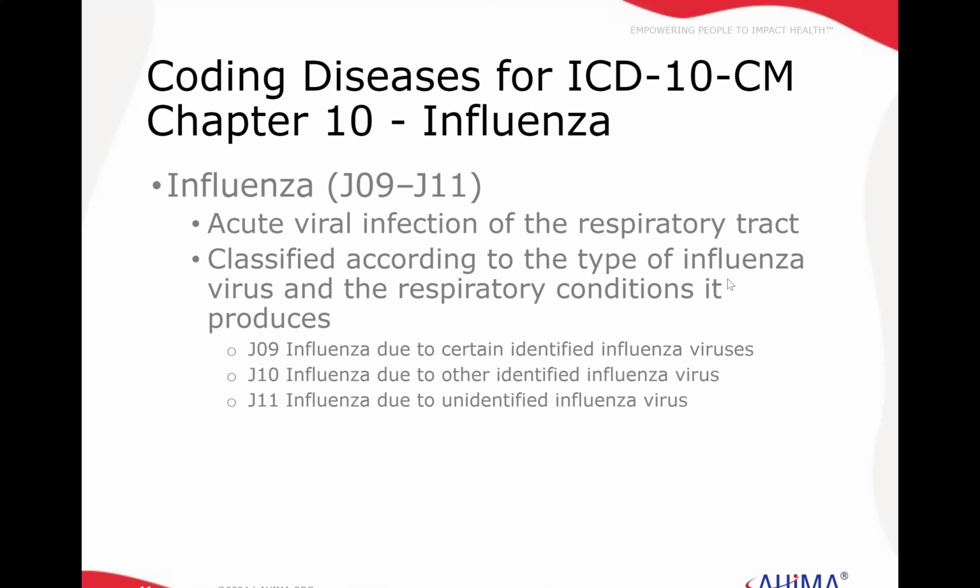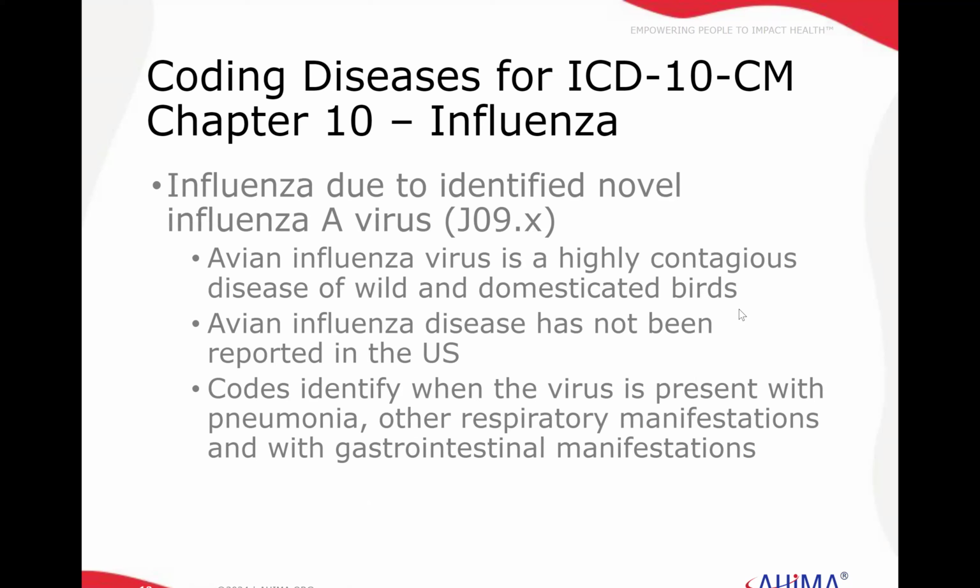Flu, every year we're advised to get our flu shot. J09 through J11 is a code category. And the other digits that follow to the right will give us the different type of codes it is, the type of flu, the respiratory conditions that it produces, and so on. If we have flu due to identified novel influenza A virus, this is like the avian flu. A lot of interest in tracking this, so I want to make sure we can code those correctly, going in J09.X subcode category.